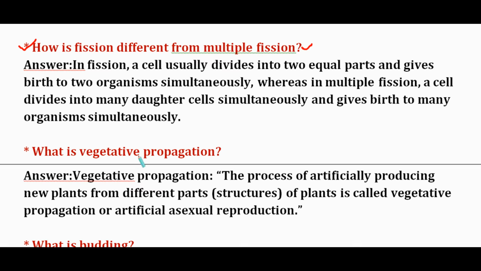What is vegetative propagation? The process of artificially producing new plants from different parts of the plants is called vegetative propagation or artificial asexual reproduction.